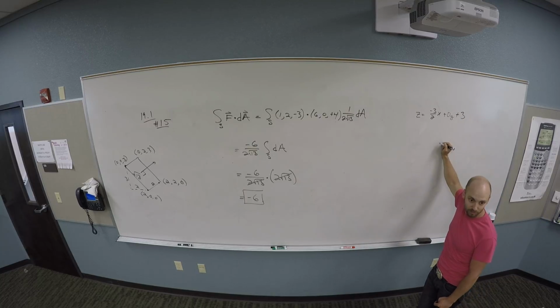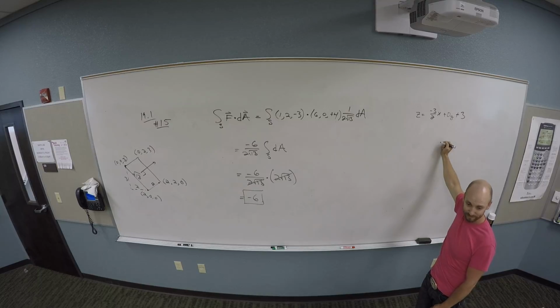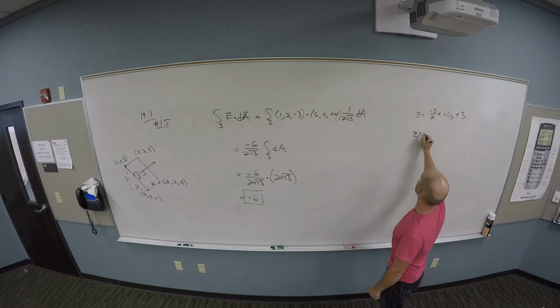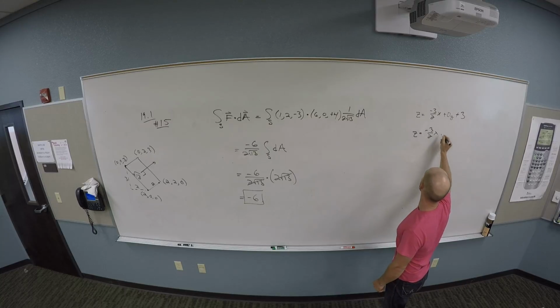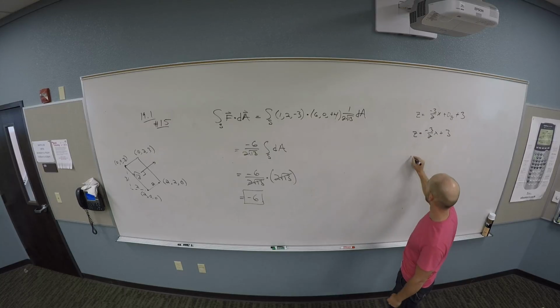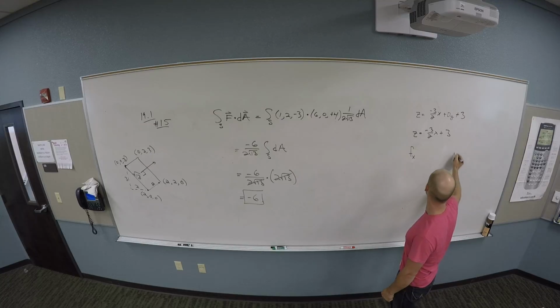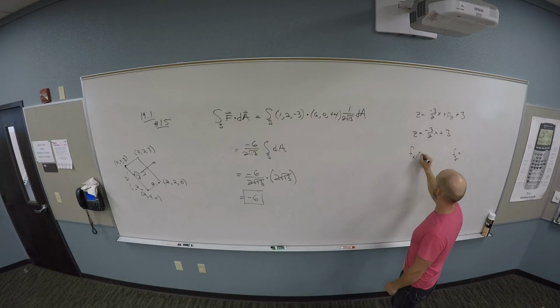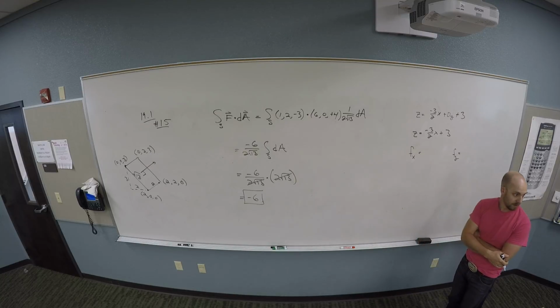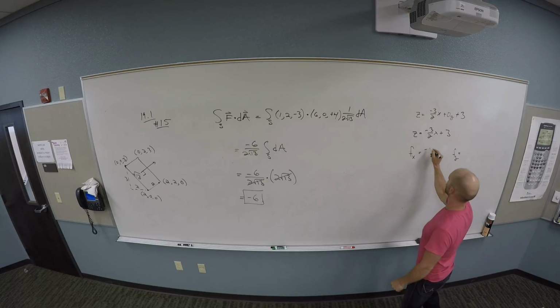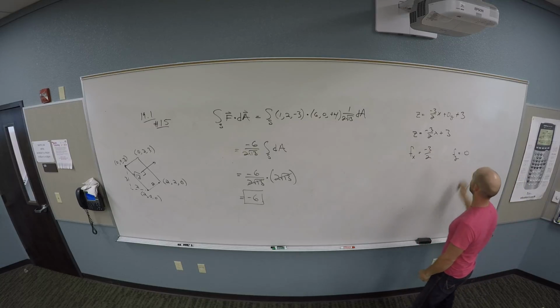Okay, so there's my equation of a plane. Okay, so I got z is negative 3 halves x plus 3. So what are fx and fy? Negative 3 halves and 0.